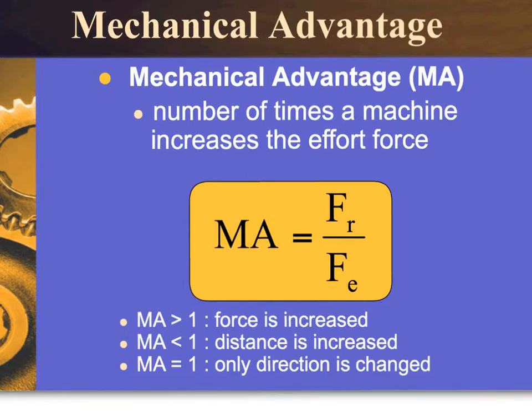Mechanical advantage numbers can be used to indicate what is going on in a specific setup. A mechanical advantage greater than 1 shows that force is increased. A mechanical advantage less than 1 shows that only distance is being increased, with a mechanical advantage equal to 1 showing only the direction of the force is changing.